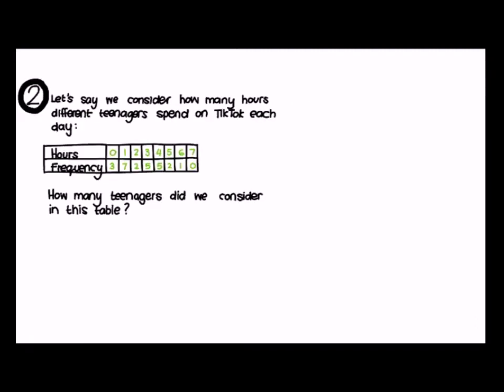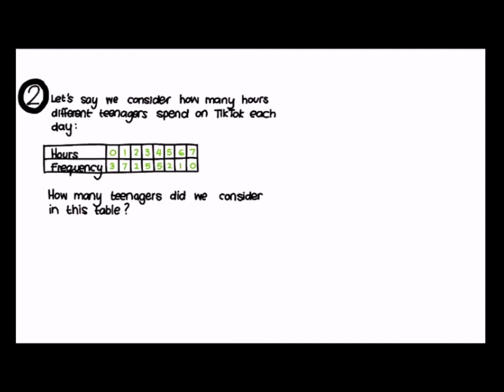The next question we're going to look at is a frequency table question. It's quite a short one, but it is something that a few of you struggled with, so I just wanted to quickly revise it. So let's say we consider how many hours different teenagers spend on TikTok each day. And then we've got a frequency table with the number of hours. So for example, if a teenager spends 0 hours of their day on TikTok, then they are recorded in that frequency column.